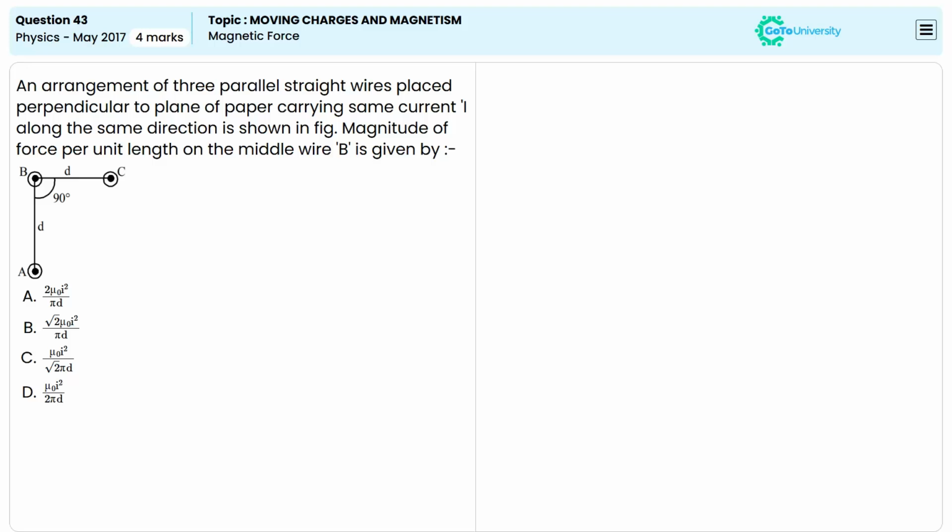What is the value of force per unit length on a middle wire B, where three parallel straight wires are placed perpendicular to the plane of paper, carrying the same current I along the same direction? So here we are going to calculate the value of force along B. So here we are going to calculate the resultant force.